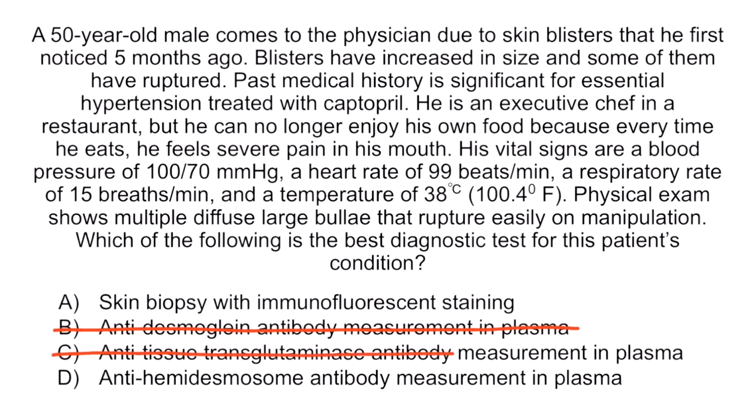Option C is incorrect because anti-tissue transglutaminase antibodies are associated with celiac disease and dermatitis herpetiformis, not pemphigus vulgaris. Option D is incorrect because anti-hemidesmosome antibodies are associated with bullous pemphigoid rather than pemphigus vulgaris. And that concludes our first lecture on bullous skin diseases.